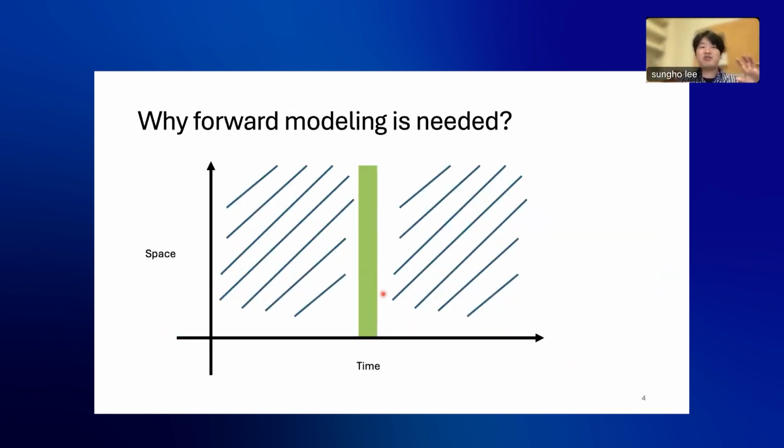However, we can only capture the present state of the Earth, like this diagram. So this is time, this is past, this is future, this is present, and this is space. We can get only a piece of the information. So to study the evolution of the Earth, we need numerical simulation.